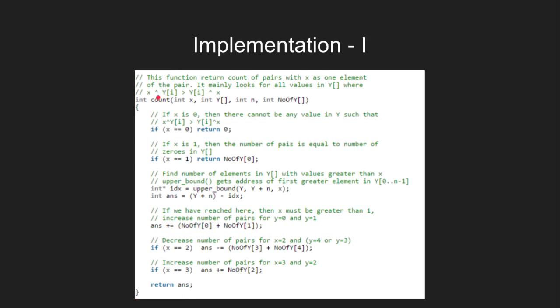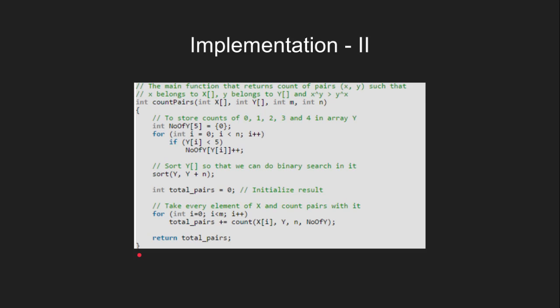This function returns the count of pairs with x as one element of the pair. It mainly looks for all the elements in array y where x raised to power y is greater than y raised to power x. If x is 0, we return 0. If x equal to 1, we return the number of zeros in y. Else, we find the upper bound and count using this statement. Here we are checking for the exceptions we discussed in the table.